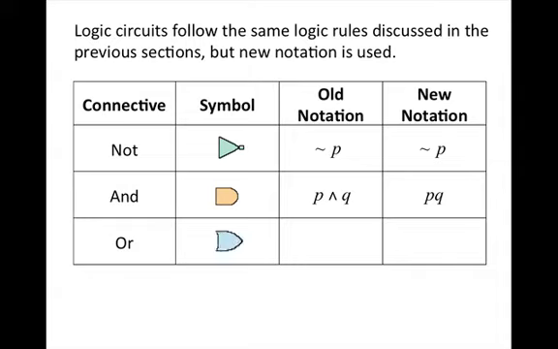The symbol for an OR is a little bit different. It looks similar to a NOT, where it resembles a sideways triangle, but it's more curved. Our old notation for an OR, P or Q, the OR was represented with a V. In the new notation for logic circuits, the OR is represented with a plus sign enclosed by a circle.